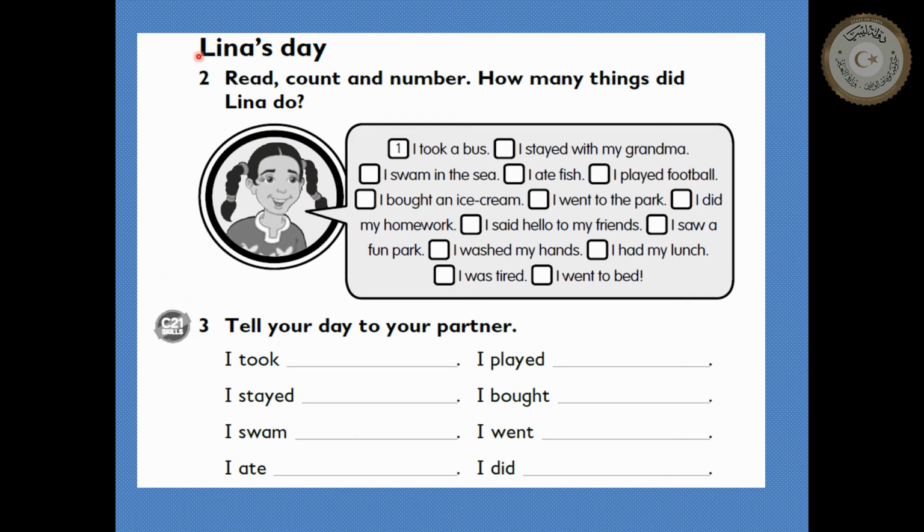Lena's day. Number 2, read, count, and number. How many things did Lena do? First, I took a bus. I stayed with my grandma.